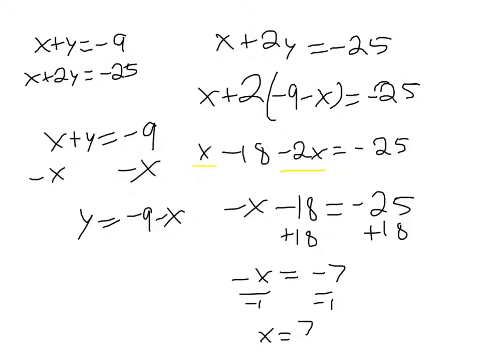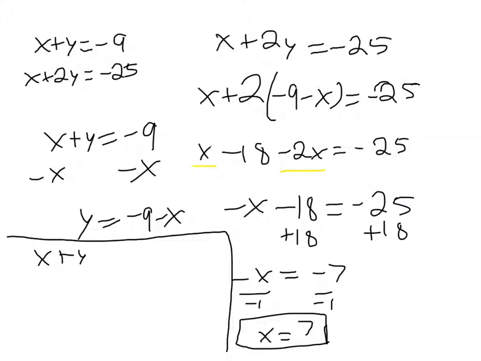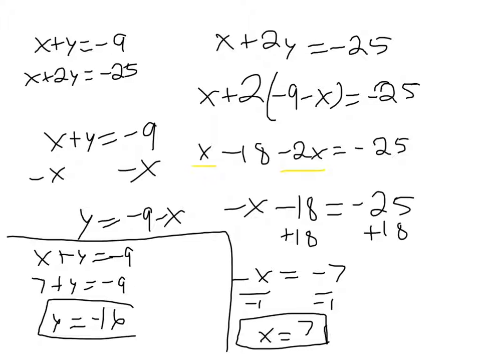So notice, it didn't matter what process we did, elimination or substitution. In the end, we still got x equals 7. And if we wanted to, we can plug this into either one of our equations. So x plus y equals negative 9. And so plug in 7 for x, 7 plus y equals negative 9. We'll end up getting y is negative 16. So elimination, substitution, both give us the same answer. In this case, they just wanted the value of x, which is 7. But if we wanted to find y, we could find y.